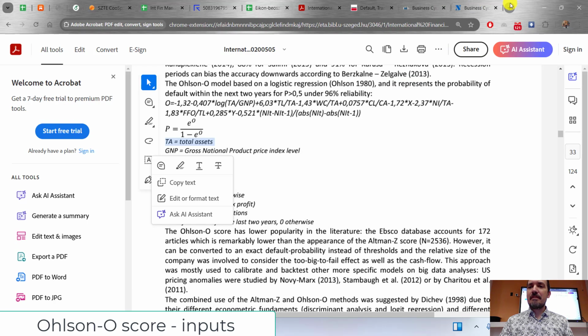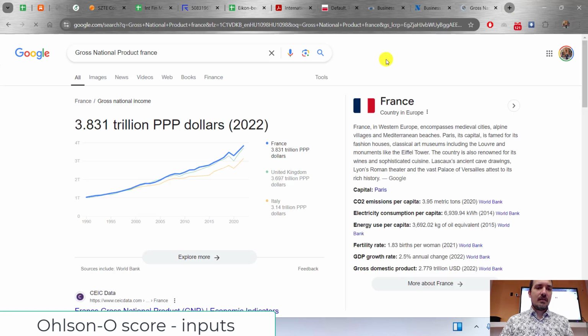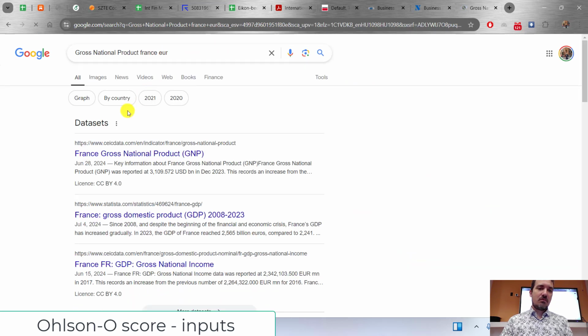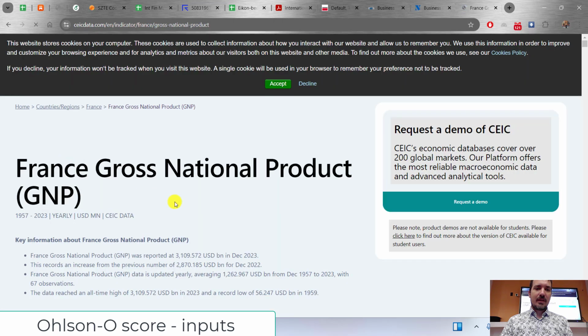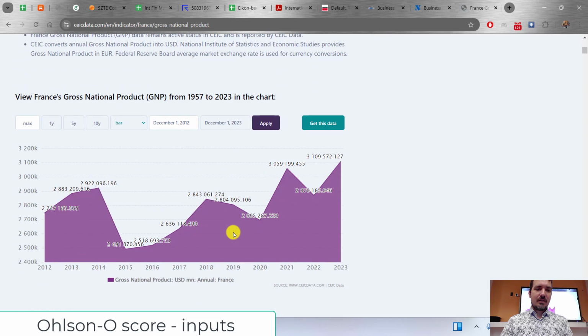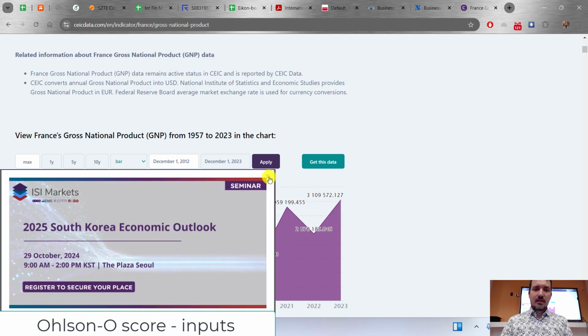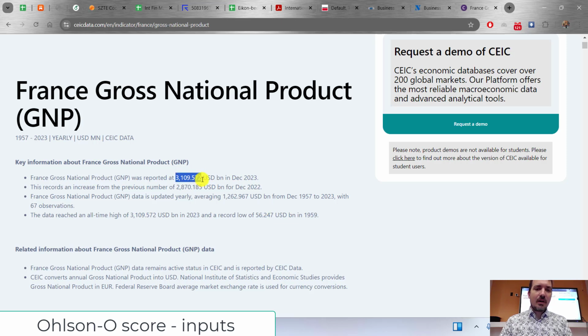Okay, so GNP for France. Okay, so you can see that in the 80s, it was called gross national product. Now it's gross national income. We can live with that. So unfortunately, this is in dollars, but do we have this in euros? No. Okay, then I will do the conversion.